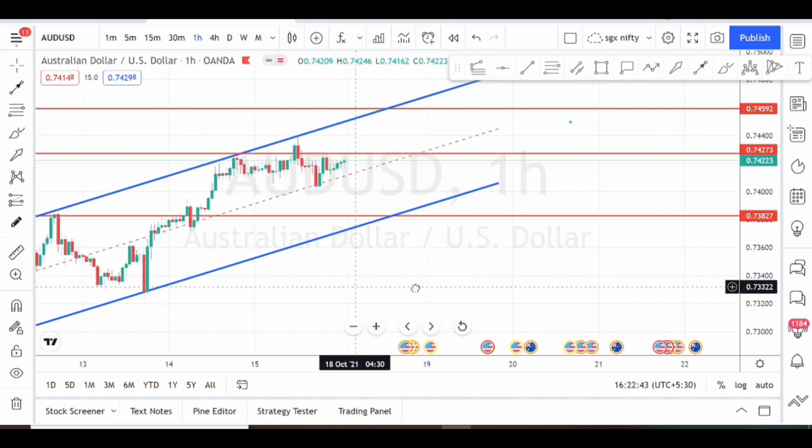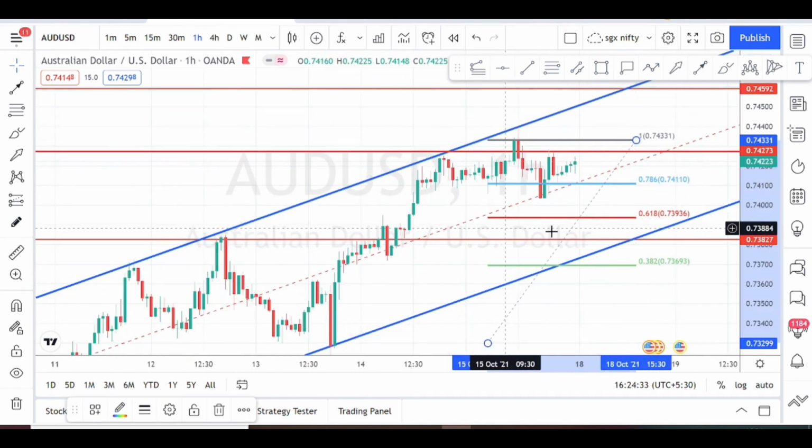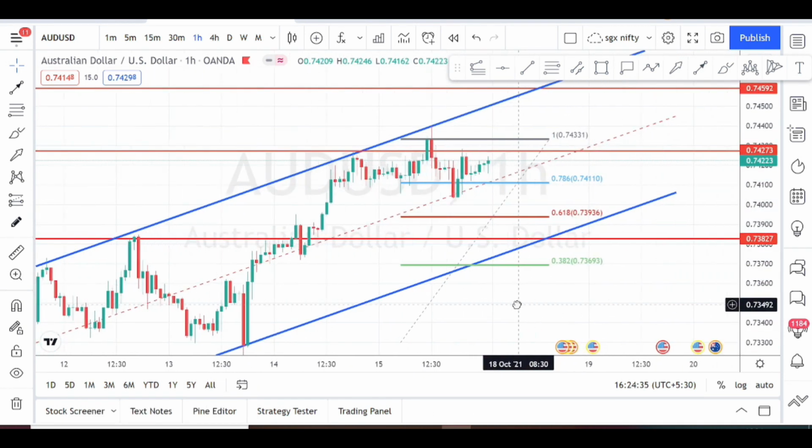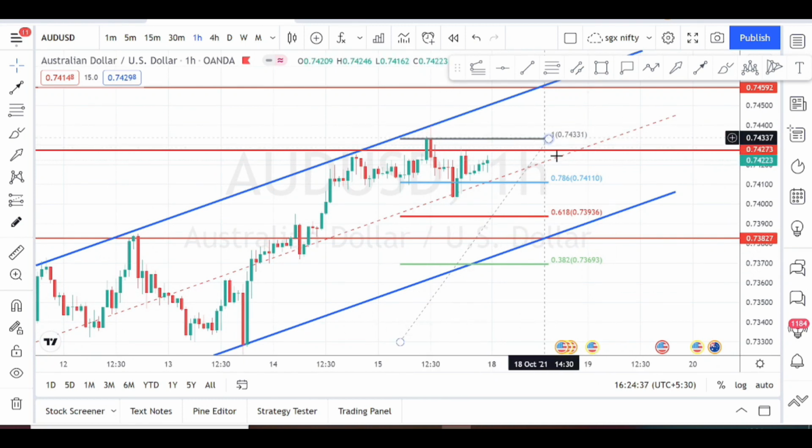Let us analyze the trading ranges for Monday. I'm using the Fibonacci retracement tool, and these are all the levels for Monday. So I'm expecting a retracement to happen on Monday because it is consolidating and it couldn't go up, and in the higher time frame it is on a downtrend. So maybe it could retrace up to this support line of the channel pattern.